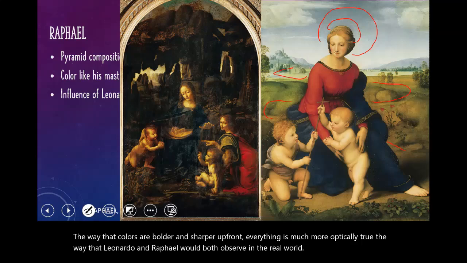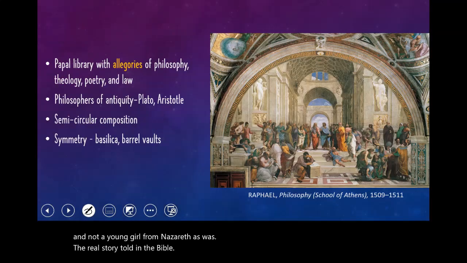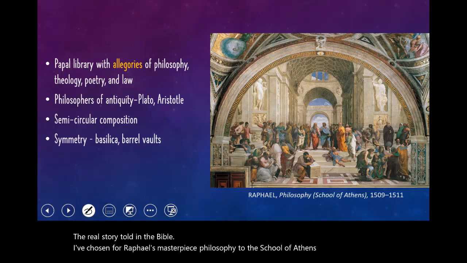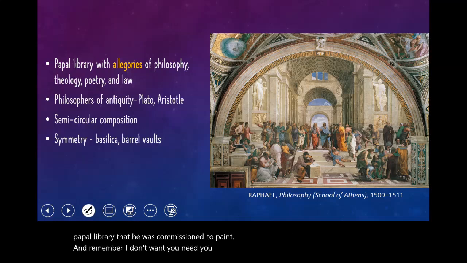On top of that, this is a great example of Madonna, of Mary, being Europeified. Here she is, a lovely golden-haired Italian lady, and not a young girl from Nazareth, as was the real story told in the Bible. I've chosen for Raphael's masterpiece philosophy, though, the School of Athens, just one side of the papal library that he was commissioned to paint. And remember, I don't need you to focus too much on which pope is which. It's enough to just say this was commissioned by the Pope.